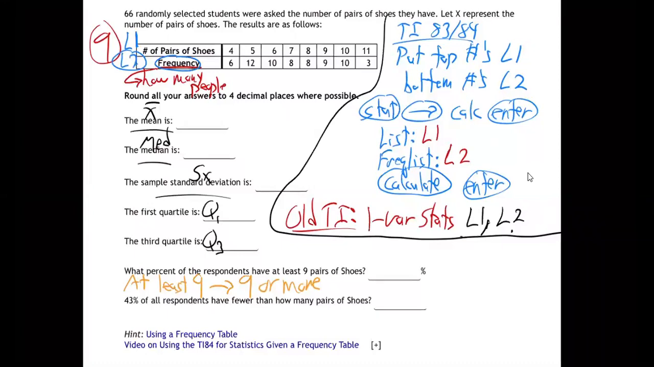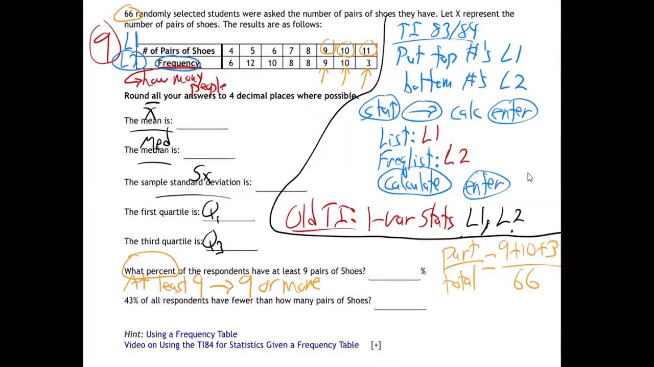So if you go up to the table, here's 9, 10, and 11 pair of shoes. How many students have that? Well, 9 students have 9 pair of shoes, 10 students have 10 pair of shoes, and 3 students have 11 pair of shoes, don't they? So how do you figure a percent? Percent is always the part over the total. So what's the part? The part is the 9 students plus 10 students plus 3 students, over the total number of students: 66.